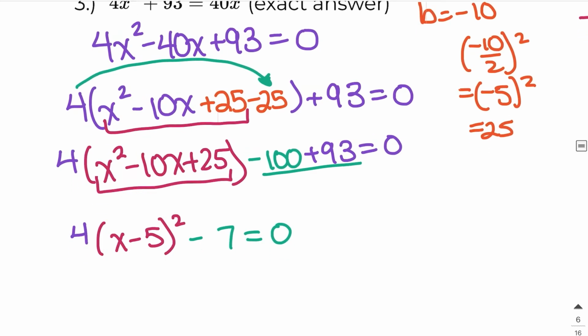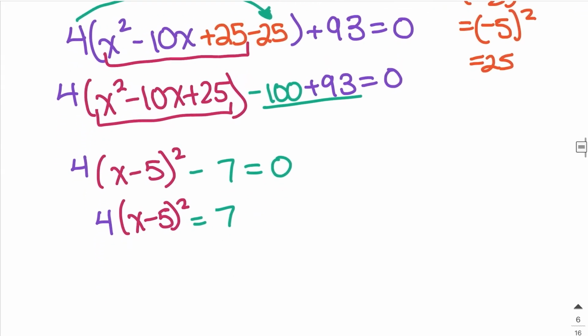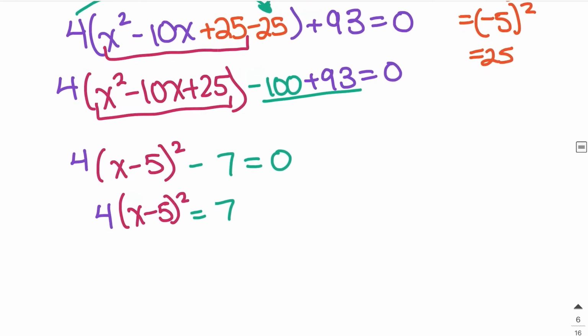Now I need to isolate my perfect square trinomial. So I need to isolate this x minus 5 quantity squared. The first step that I'm going to do in isolating this is I'm going to add the 7 to both sides. So I'm going to move the 7 over, and now I get a positive 7 here. The next thing that I'm going to do is I'm going to divide everything through by 4. So here I end up getting x minus 5 quantity squared, and that's going to equal 7 over 4.